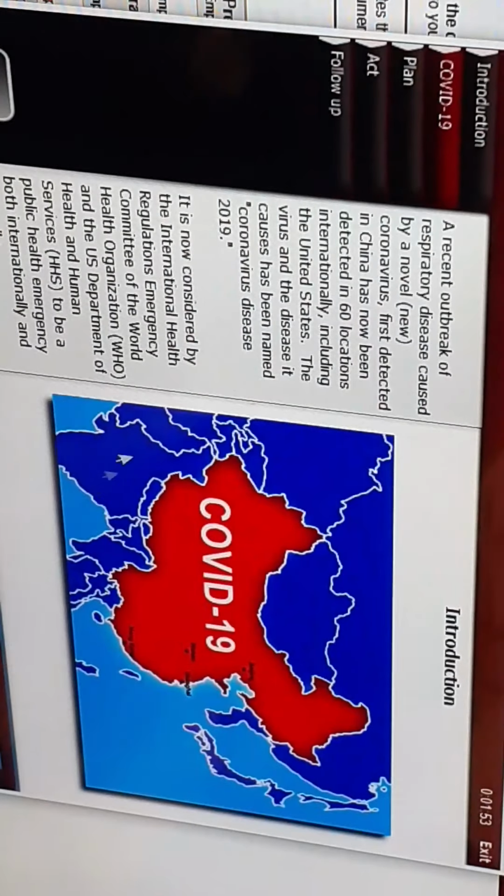A recent outbreak of respiratory disease caused by a novel or new coronavirus, first detected in China, has now been detected in 60 locations internationally, including the United States. The virus and the disease it causes has been named Coronavirus Disease 2019. It is now considered by the International Health Regulations Emergency Committee of the World Health Organization and the U.S. Department of Health and Human Services to be a public health emergency, both internationally and nationally.